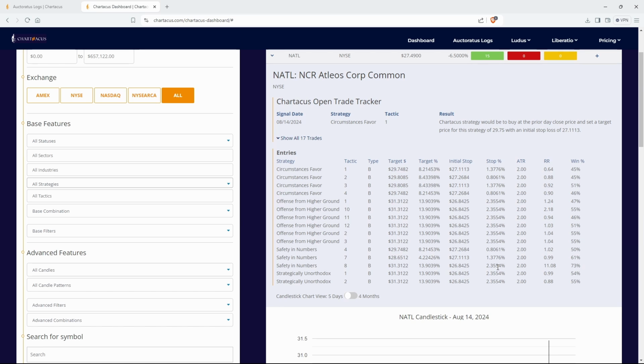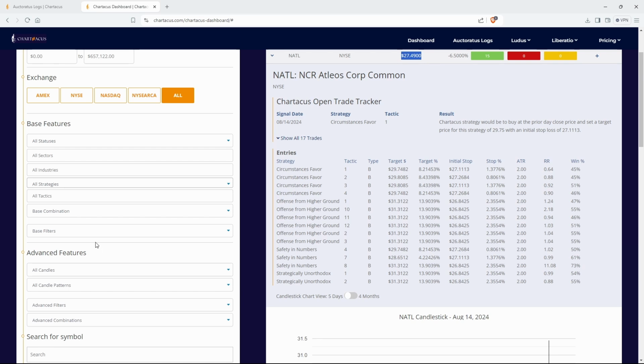If you're wondering where the 65 cents comes from, Chartacus is expecting you to buy the stock at or near the closing price of $27.49, back up here. And if you do that, then these are the corresponding risk and reward numbers for the trade. Therefore, if you're going to follow Chartacus, you're going to implement something very similar, if not exactly.